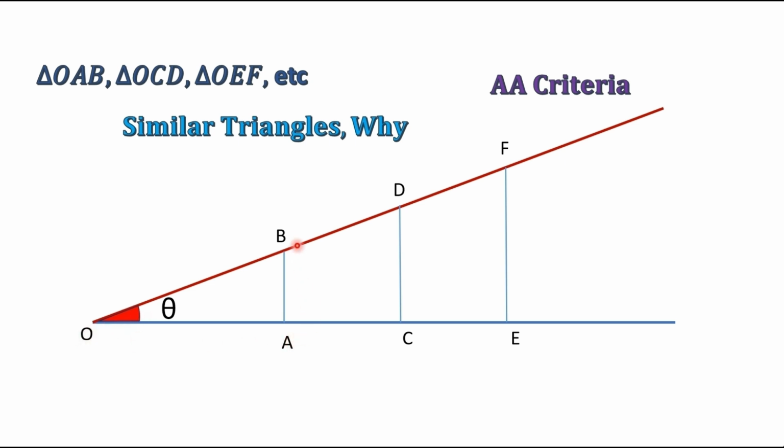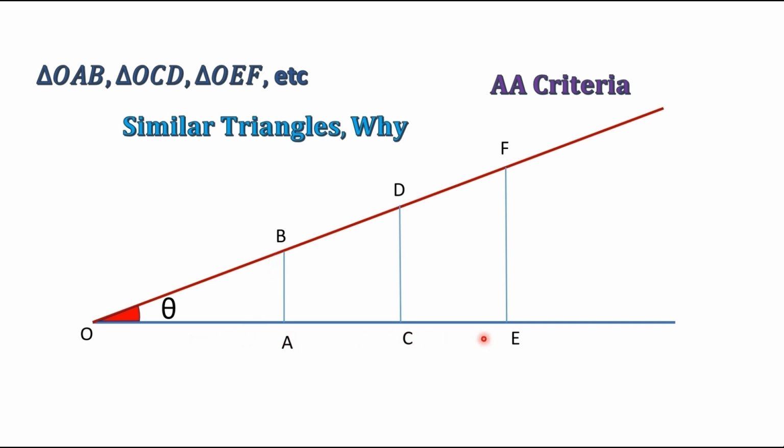If you notice triangle OAB, this theta degree is the common angle to all the triangles, right? So if you take OAB, theta is the common angle, and in triangle OCD also, theta is the common angle. So it is the one common angle. And if you notice at points A and C, it has 90 degrees. In a triangle, if two angles are the same for all the triangles, the third angle is automatically the same. Why is it the same? Because the total angle sum in a triangle is 180 degrees, right? So with this criteria, all these triangles are similar triangles.